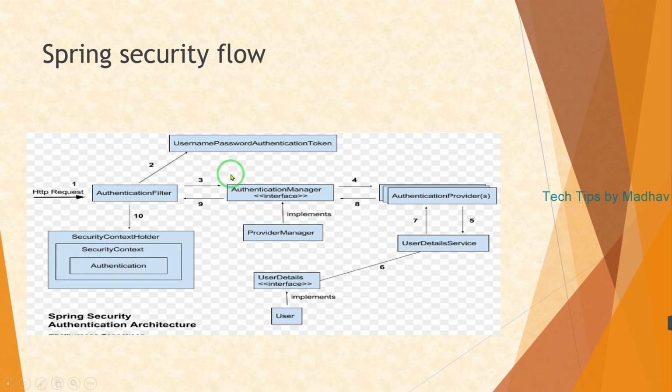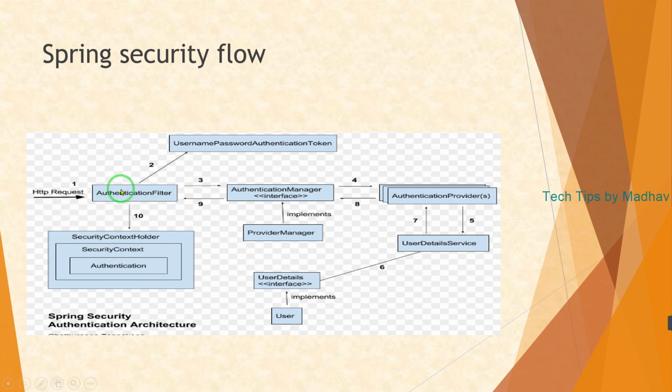So let's see how step one will get started. Assume there is one resource in the server that is protected by Spring Security. When the user tries to call that protected resource and sends a request, initially the authentication filter will take that request and validate whether the user is authenticated or not.